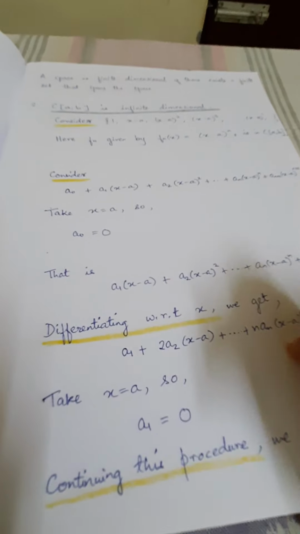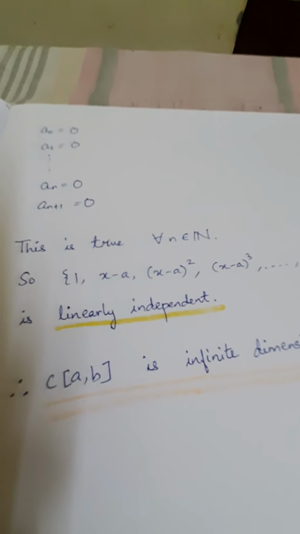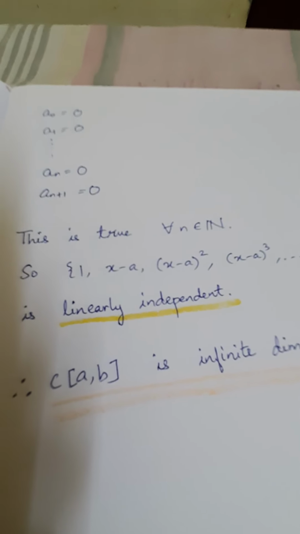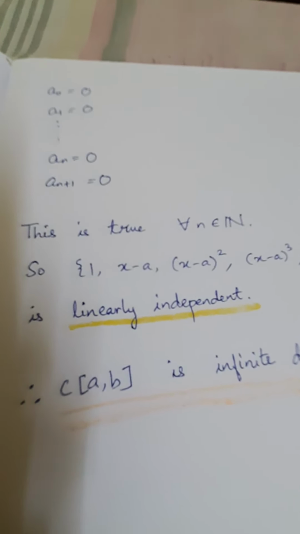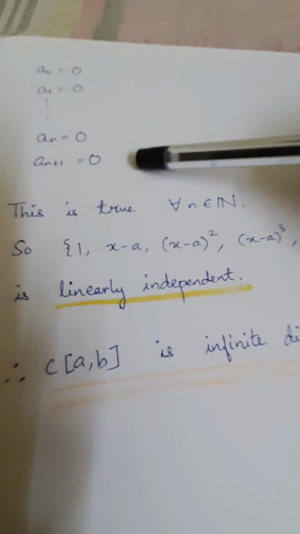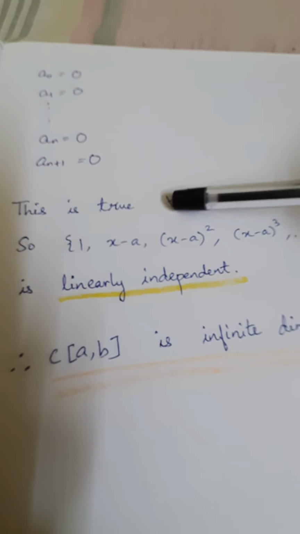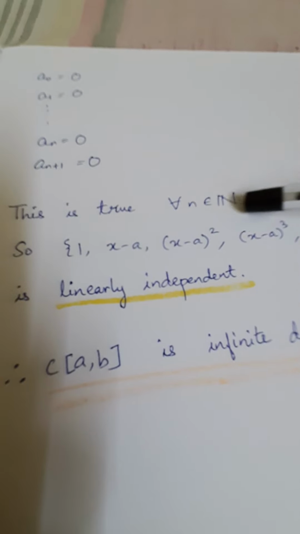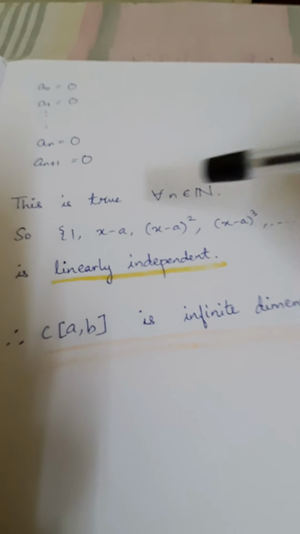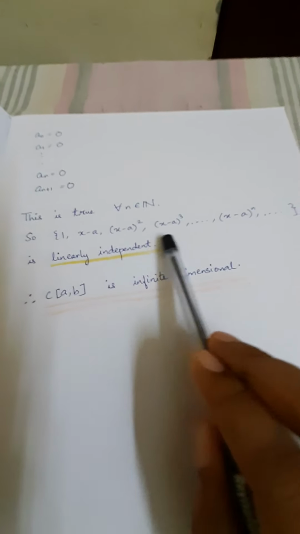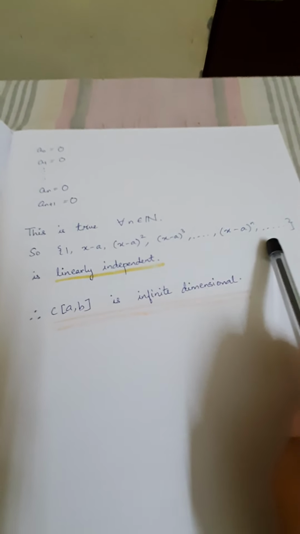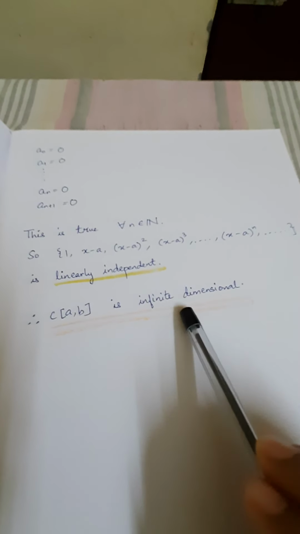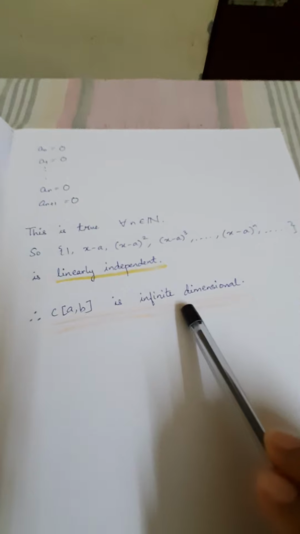So we continue this procedure. Then we get each term is 0. a0 equals 0, a1 equals 0, an equals 0, a(n plus 1) equals 0. This is true for all n belongs to N. So this set is linearly independent. Therefore, C[a,b] is infinite dimensional.